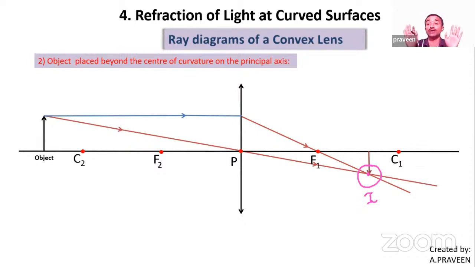So it is easy to obtain the characteristics of the image using the code. The image is already obtained. Where is the image? Between F1 and C1, the downward arrow. So here you have the image now. Then look at the characteristics.